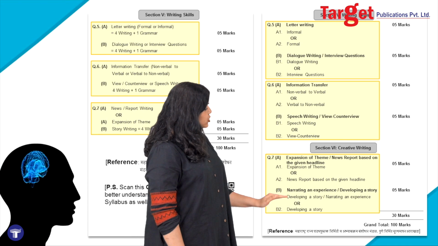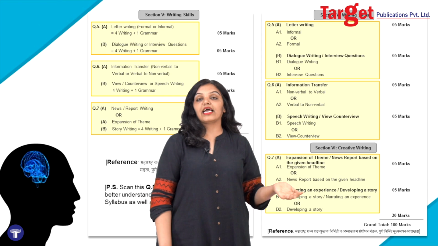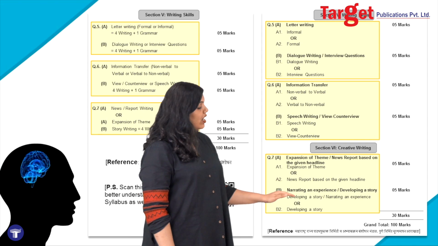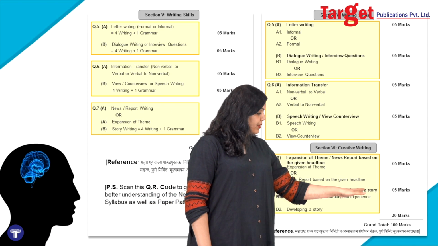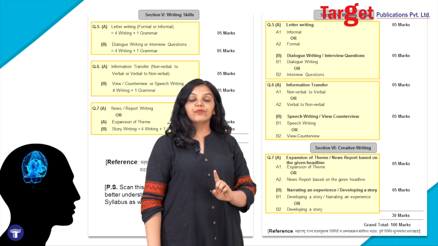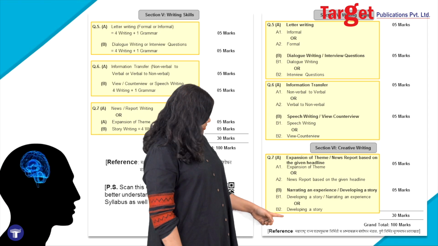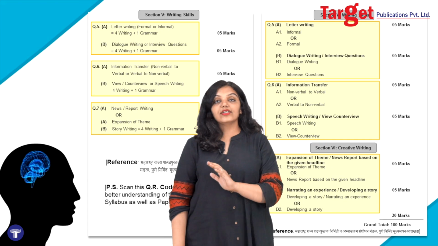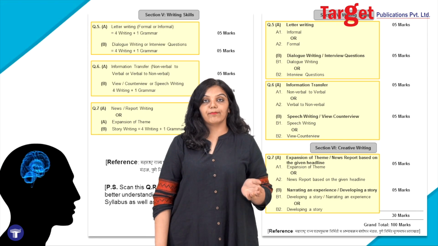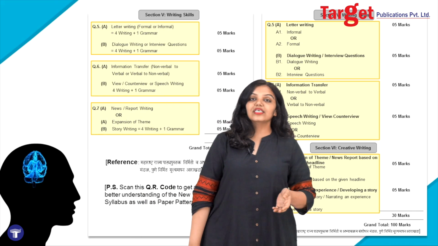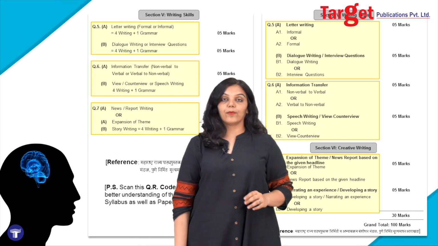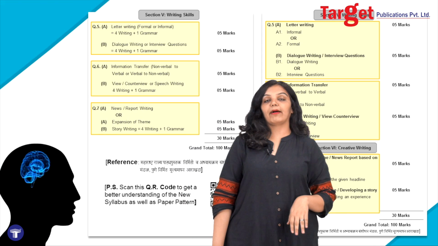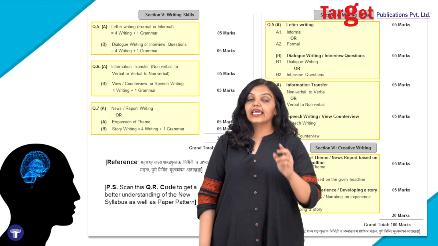Similarly, in the creative writing section in question 7A, there is an option between expanding a theme and writing a news report based on a headline. And in question 7B, finally, you have an option between narrating an experience and developing a story or developing a story, which means you'll have an option between narrating an experience and a story or an option between two stories. One could be where they have given you the beginning and one could be where they have given you the ending or simply given you the points, and these would be your options. So as you can see, the new paper pattern is filled with options and therefore makes your job a lot easier. So these were the changes in the paper pattern for the English medium students for the English subject.